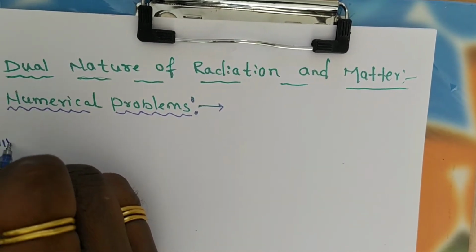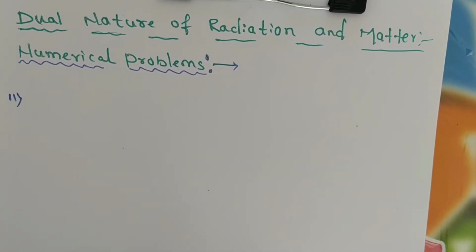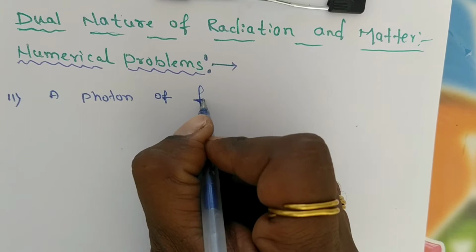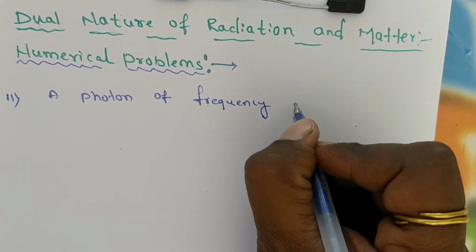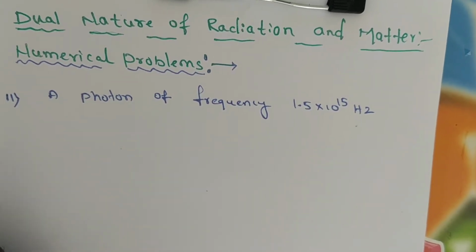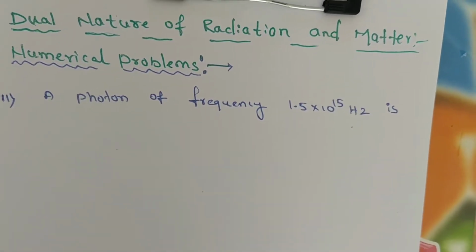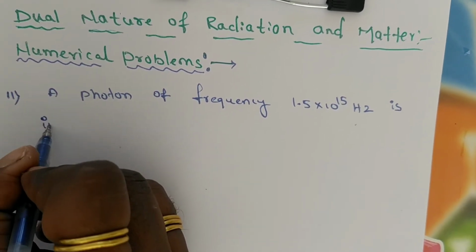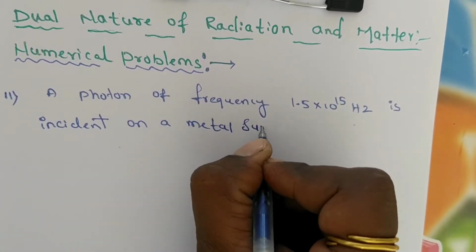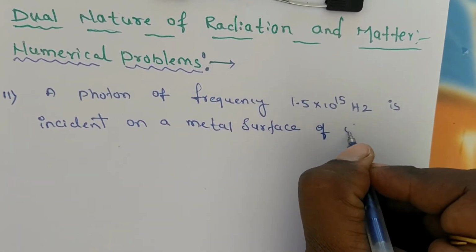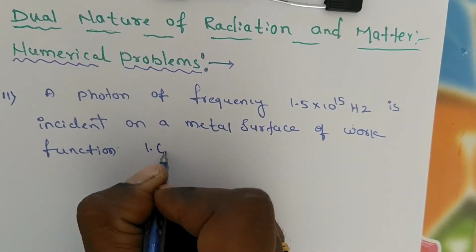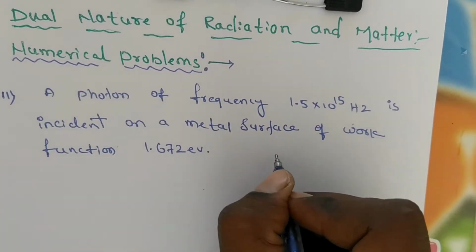Problem number 11. A photon of frequency 1.5 into 10 to the power of 15 hertz is incident on a metal surface of work function 1.672 electron volt. Calculate the stopping potential.